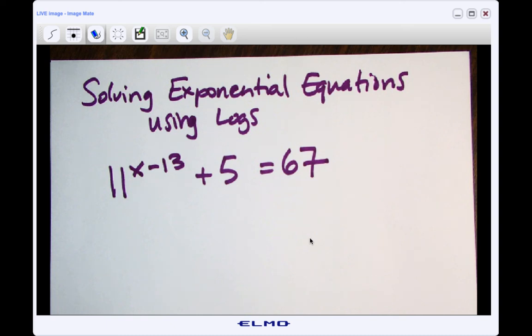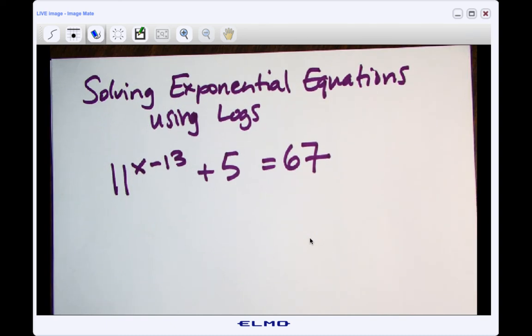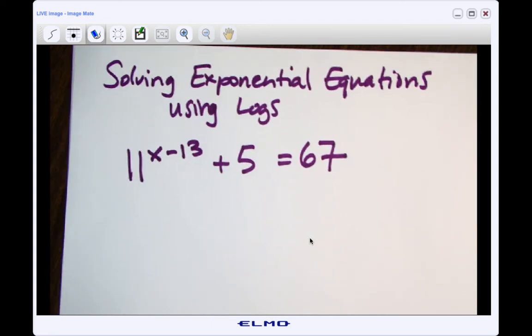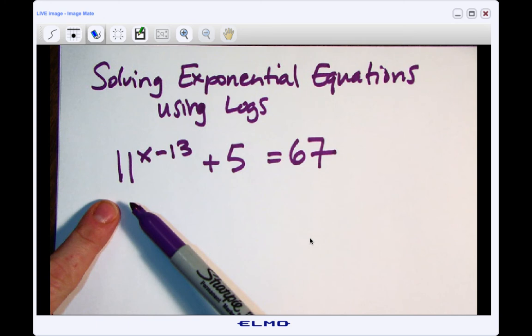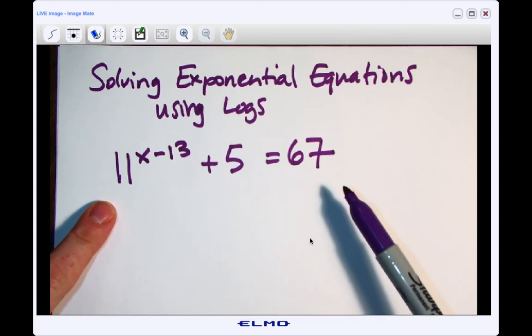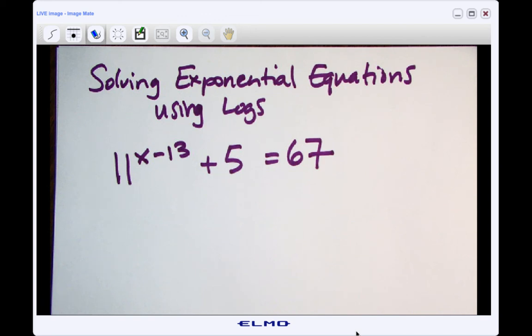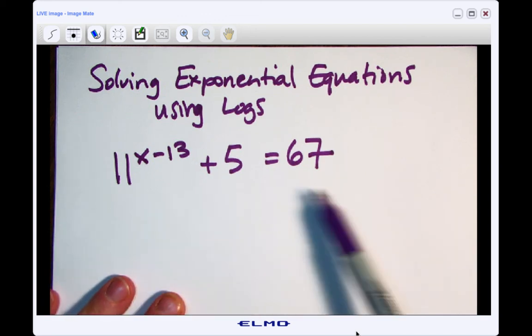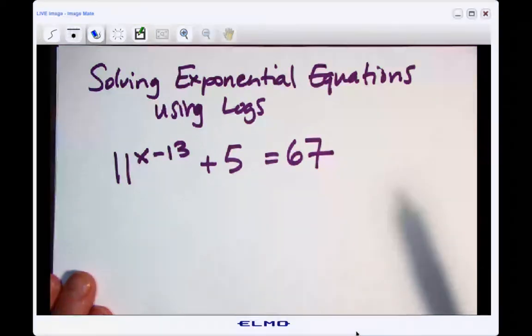Okay, we're going to solve some exponential equations that require logs. So we solved some exponential equations before that didn't require logs by just changing the bases to be the same thing and then setting the exponents equal, if you remember. But this isn't a case where I can do that because we have something that's base 11 and a 67 and a 5 here. And this doesn't feel like I'm going to be able to change these to the same base. So I have to find some other strategy for this one.